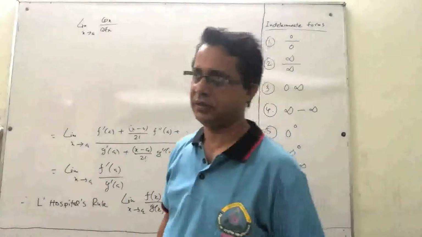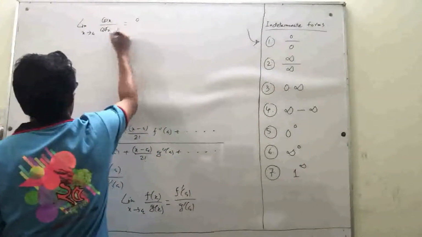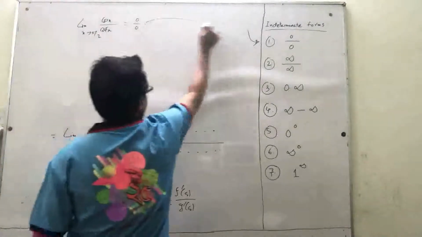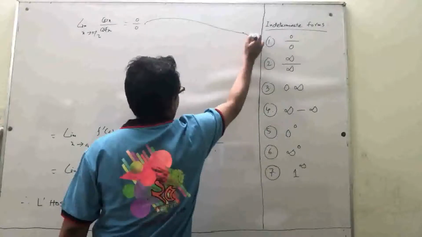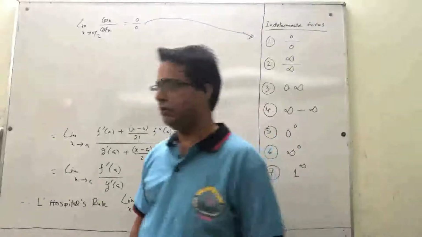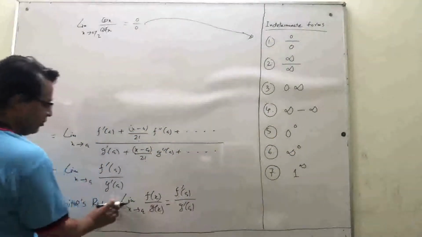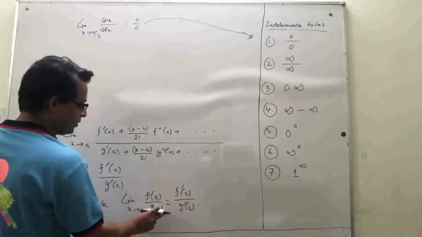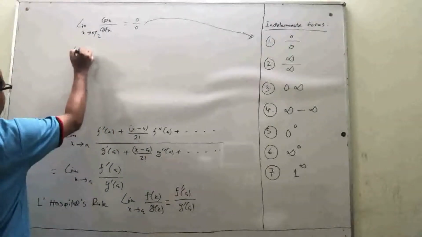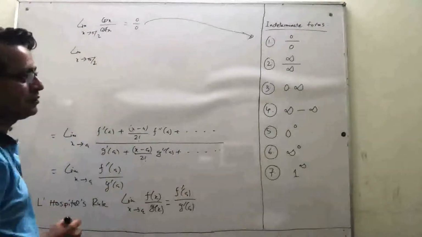with respect to x. Since cos x equals 0 and cot x equals 0 at x equal to pi by 2, this is an indeterminate form. Now we would like to remove this form by L'Hospital's rule. L'Hospital's rule is limit x tends to a, f of x by g of x equals f derivative at a divided by g derivative at a. So we will have to differentiate both numerator and denominator with respect to x.